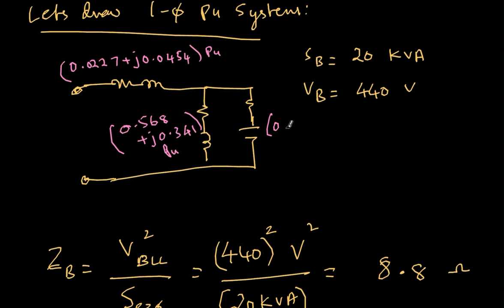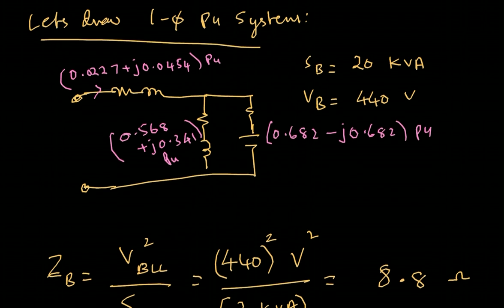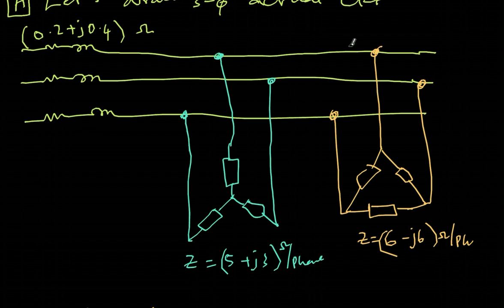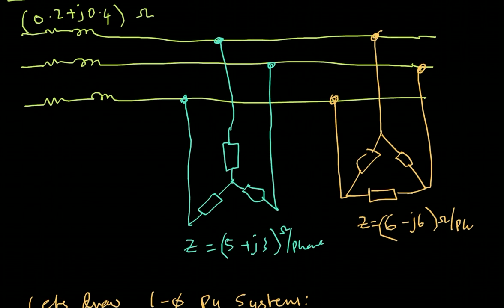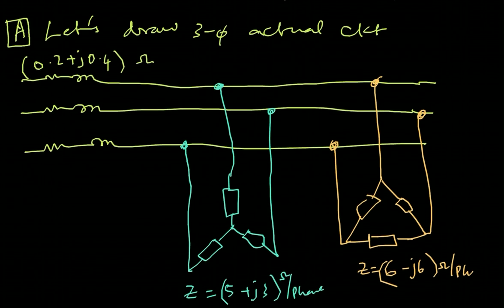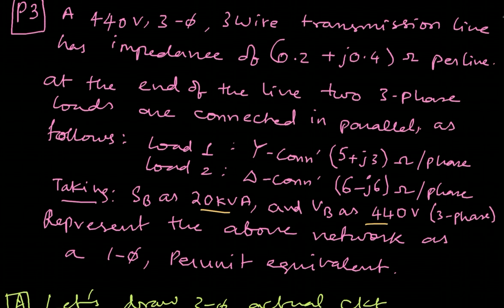So here, 0.682 minus J 0.682 per unit. Now if a question is asked, what is the current? From solving this circuit, you can always find the current. But you should be careful about one thing: this V base is line to line, so you have to divide by root 3 and all. But anyway, whatever is required, the one-phase per unit representation of this big circuit can be done as this. So I hope you understood how to handle star and delta in this. So let's do some more problems on this. I think I have one more problem on this, and then we'll see.